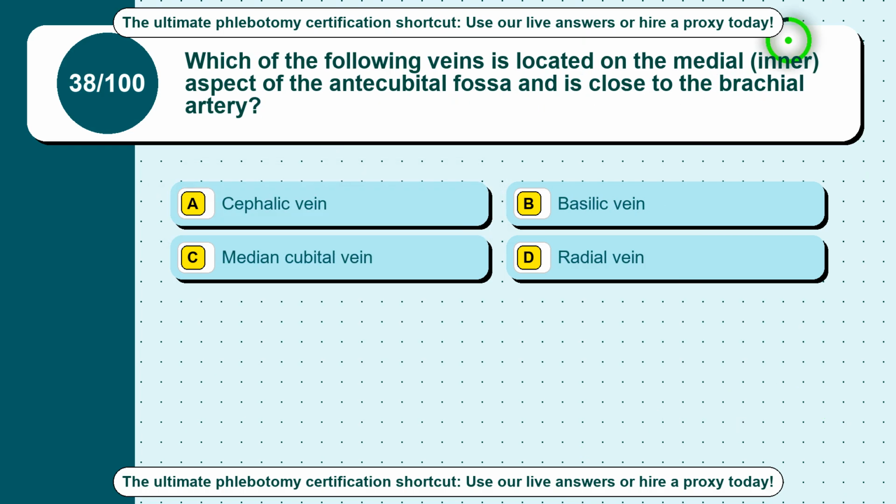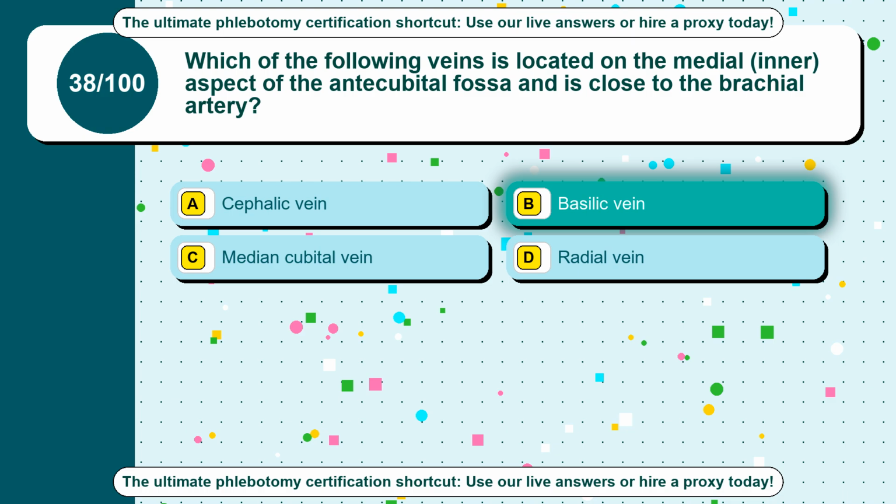Question 38. Which of the following veins is located on the medial, inner, aspect of the antecubital fossa and is close to the brachial artery? Option A. Cephalic vein. Option B. Basilic vein. Option C. Median cubital vein. Option D. Radial vein. The correct answer is option B.